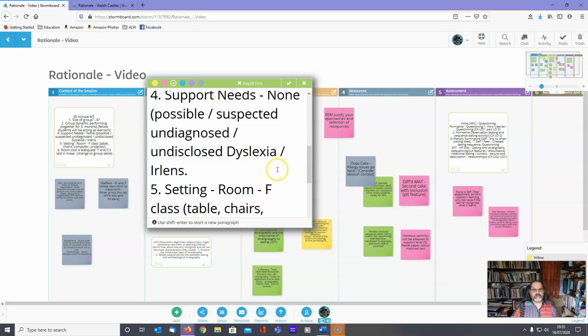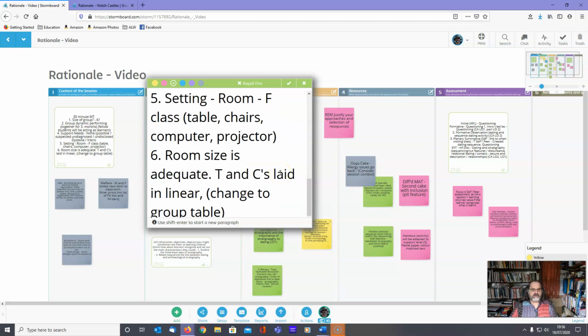Right, support needs. Well, there are none noted, although it's possible or suspected undiagnosed or undisclosed dyslexia or similar. Useful to plan for things like this, just to show that you're aware of these elements that you've been taught. Obviously, if you know that there are no issues, then you don't have to put them in for that group, but you do have to explain that you know that.